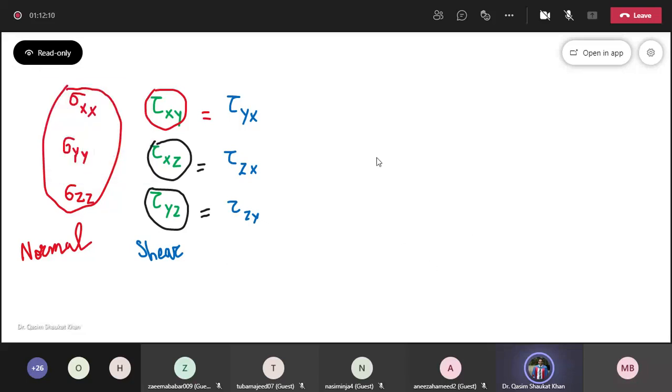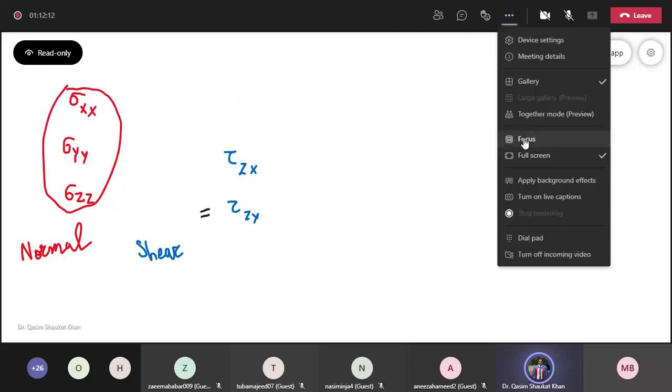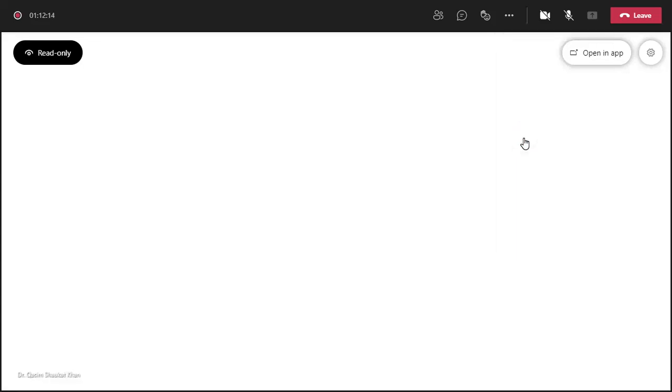Derivation is basically transformation of the stresses. It means that if your element, like this is our plane element, this is my plane element, guys, can you hear me? Yes, sir. Good.